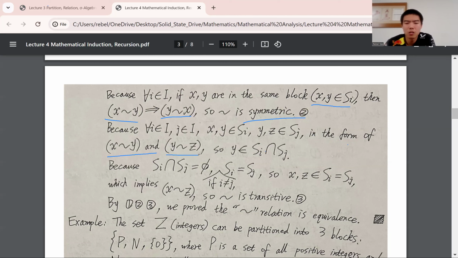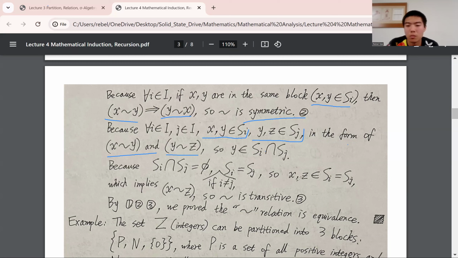And for the transitive, if x and y are in the same block, and y and z are in the same block. So maybe I'll first do a very small contrapositive proving strategy here. Suppose x, y belong to Si, and y, z belong to the block Sj, and Sj is not equal to Si. So what will happen here is that there must be y in the intersection of them because it's not empty, right? But if they're not the same, then the intersection should be empty. But y is in both of them, so the intersection must be non-empty, so they must be the same.